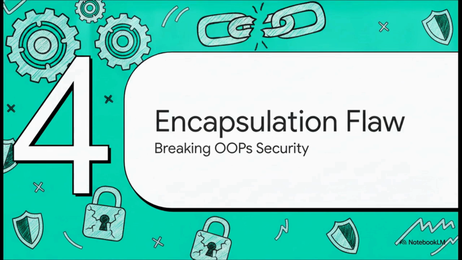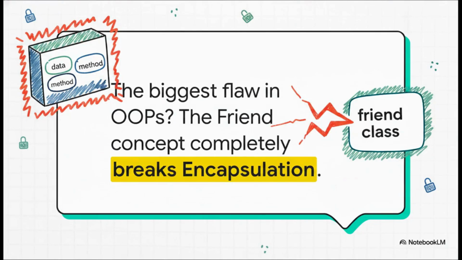All right, let's jump over to Section 4, the flaw of encapsulation. So why are interviewers so obsessed with this specific topic? Well, object-oriented programming is built entirely on the foundation of encapsulation. We spend all this time learning how to hide data, secure it, and lock it away from outside interference. But the absolute second you use a friend class or a friend function, you shatter that security.